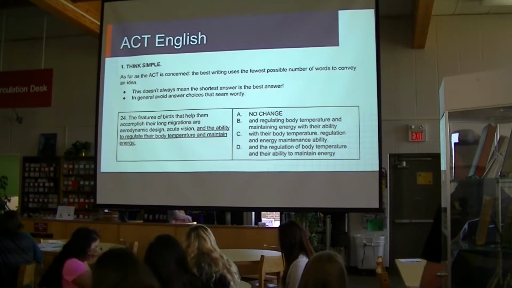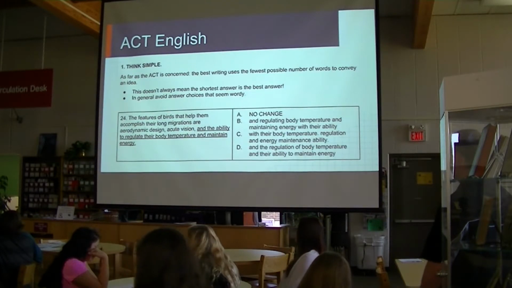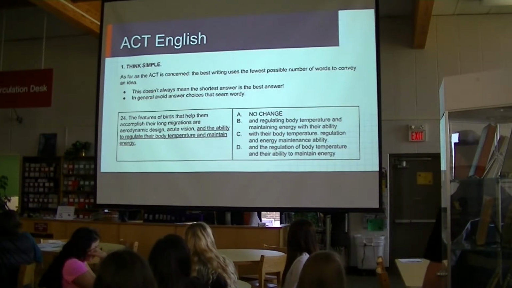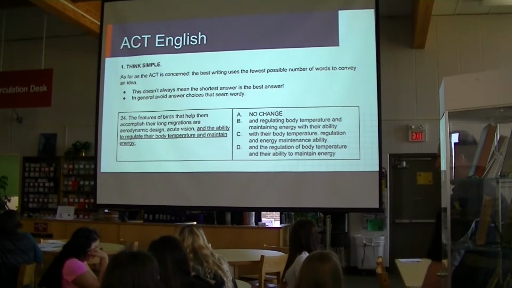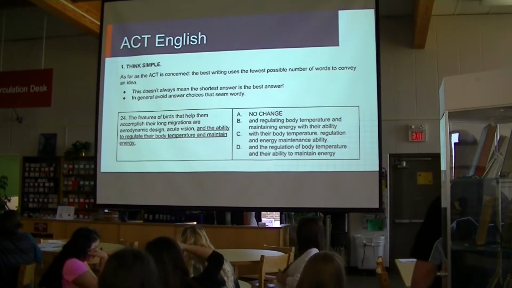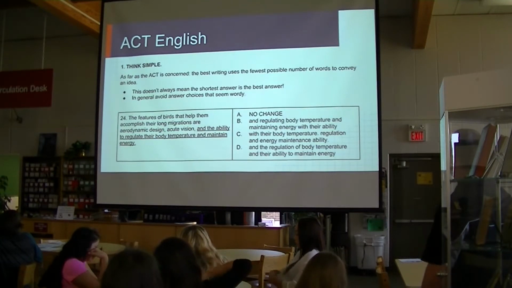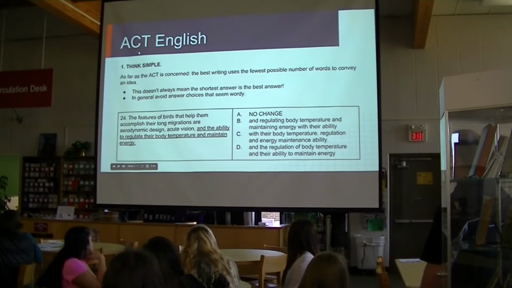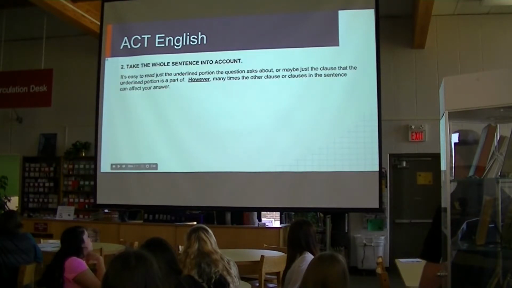Some of these options definitely don't make sense. There's a grammar error in C. That was a legit option. With their ability, B, that's how that ends. That wouldn't make sense. D is extra wordy. A is the best choice.